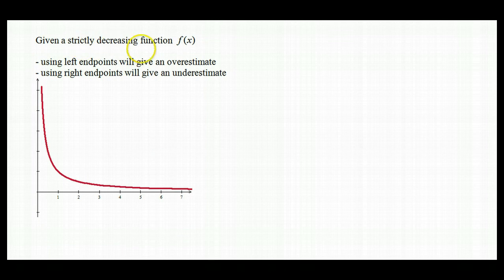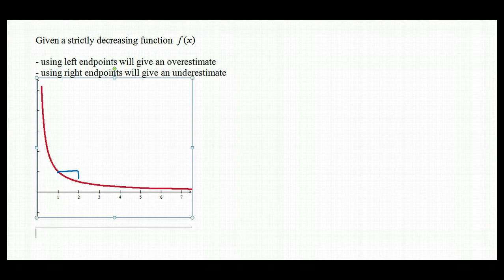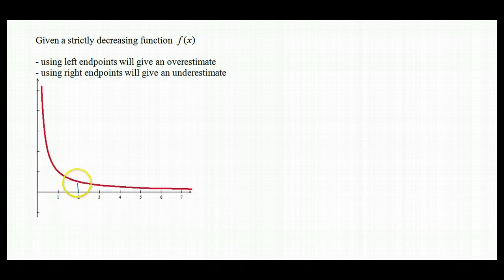Now if we're given a strictly decreasing function f of x, using left endpoints to determine the height of each rectangle will give an overestimate. Again, between 1 and 2, if I use a left endpoint approximation, now my height is going to give me a rectangle that gives me a lot of extra area. So using left endpoints is going to give me an overestimate in a decreasing function. And then using right endpoints between 1 and 2, 2 would define my height, and now all of a sudden my rectangles are below the curve. So using right endpoints is going to give me an underestimate.